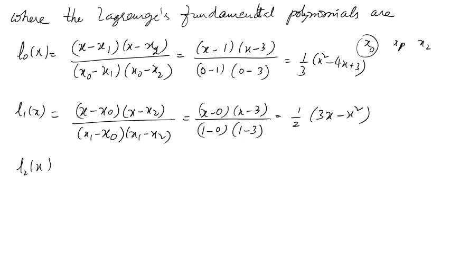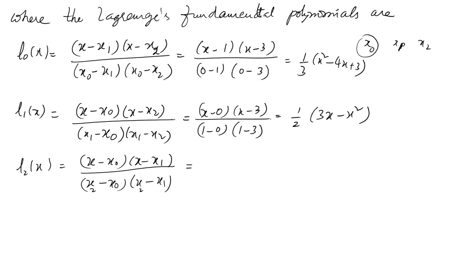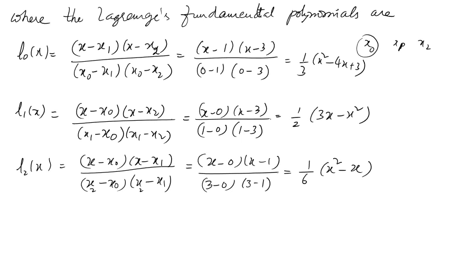And L2 of x is, now delete the difference x minus x2. Write the product of the remaining 2 differences, that is x minus x0 and x minus x1, divided by, replace x by x2, x2 minus x0 and x2 minus x1. So this is equal to x minus 0, x minus 1 by, x2 is 3, right? 3 minus 0 and 3 minus 1. After simplification, you will get this polynomial as this.